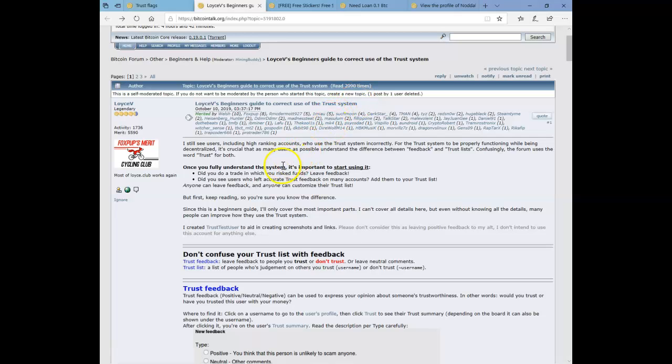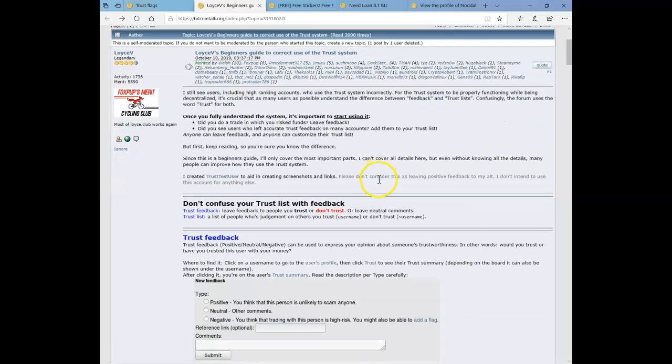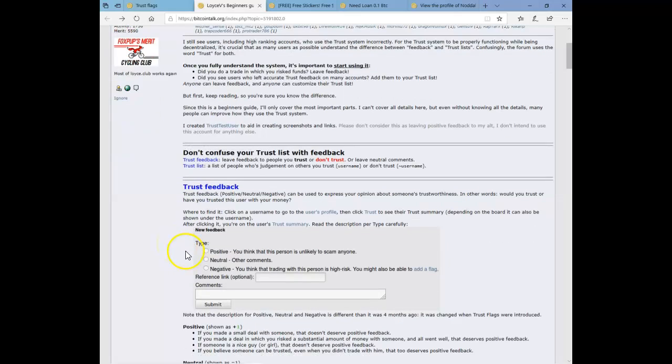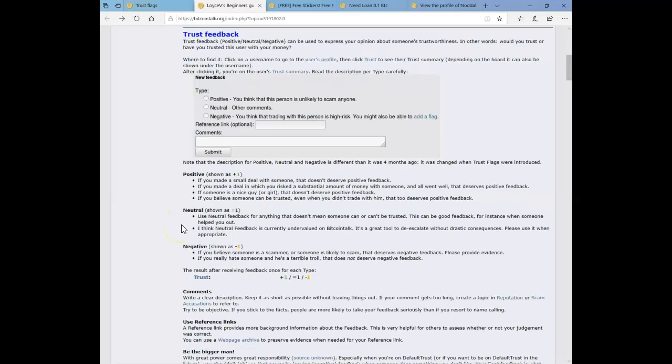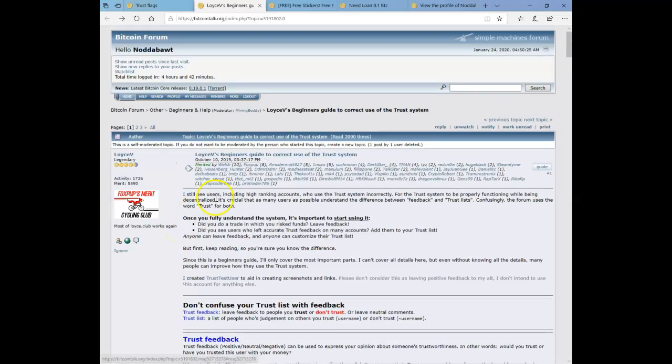This is a topic that was created by Lois V in the beginners and help section, and it goes into the entire trust system. We're only focusing on feedback at the moment, but it is right near the top. I definitely suggest coming in and checking it out, as he has all the points I'm going to discuss here with you, but you can read them, you can interact with them, and then you can check it out whenever you need to reference back and understand if you're following the guidelines.